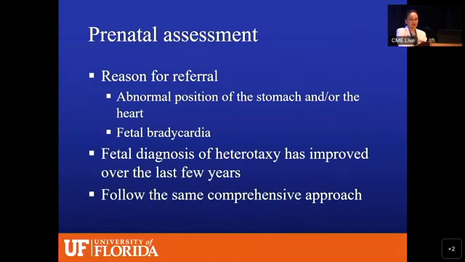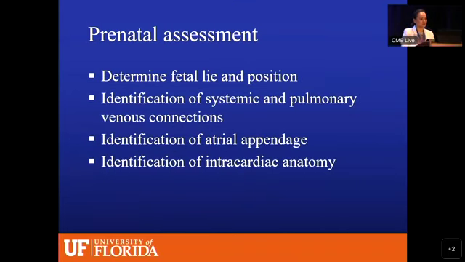So let's now switch gears and look at prenatal assessment. And usually the reason for referral is abnormal position of the stomach and or the heart, or fetal bradycardia, as I've previously mentioned. The fetal diagnosis of heterotaxy has improved over the last few years, and the screening has improved as well from our MFM and OB colleagues. And again, follow the same comprehensive approach.